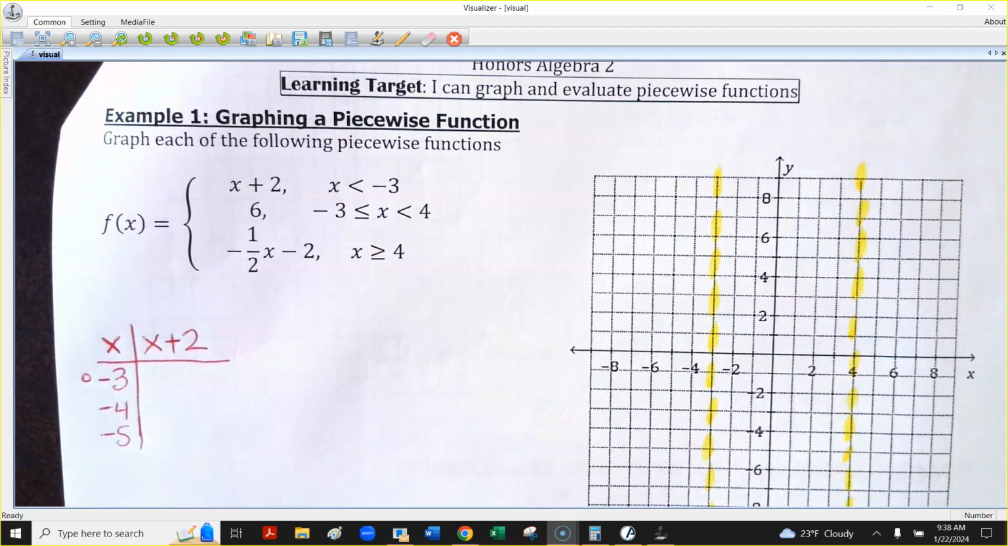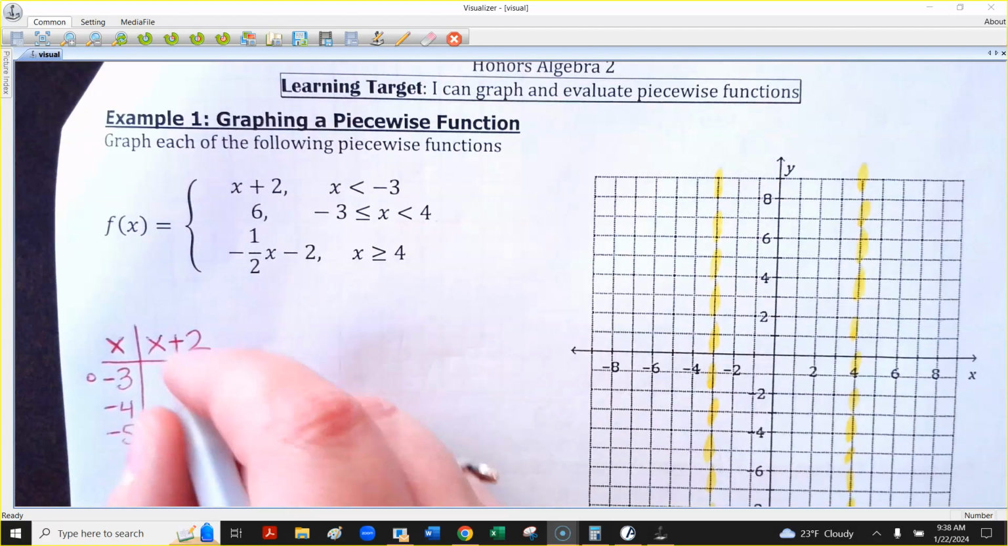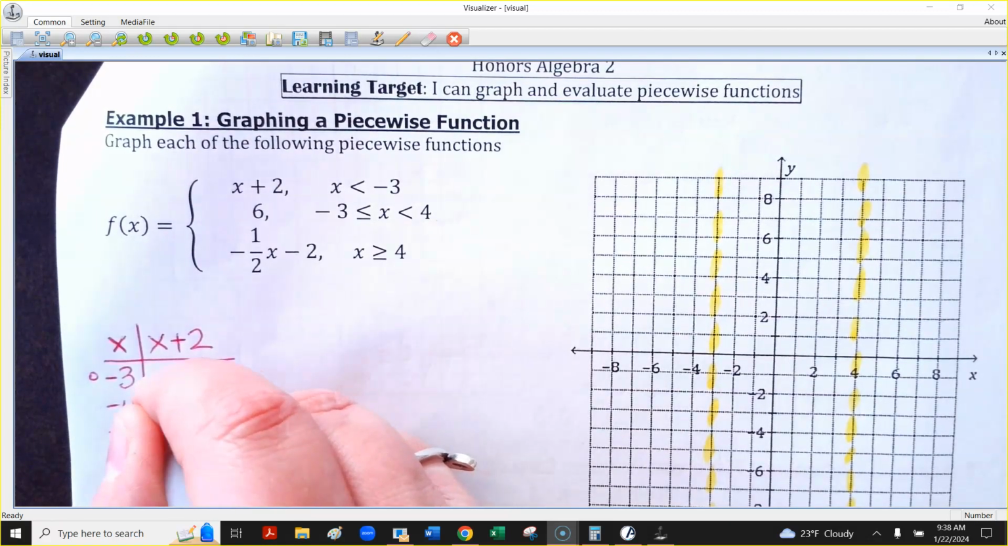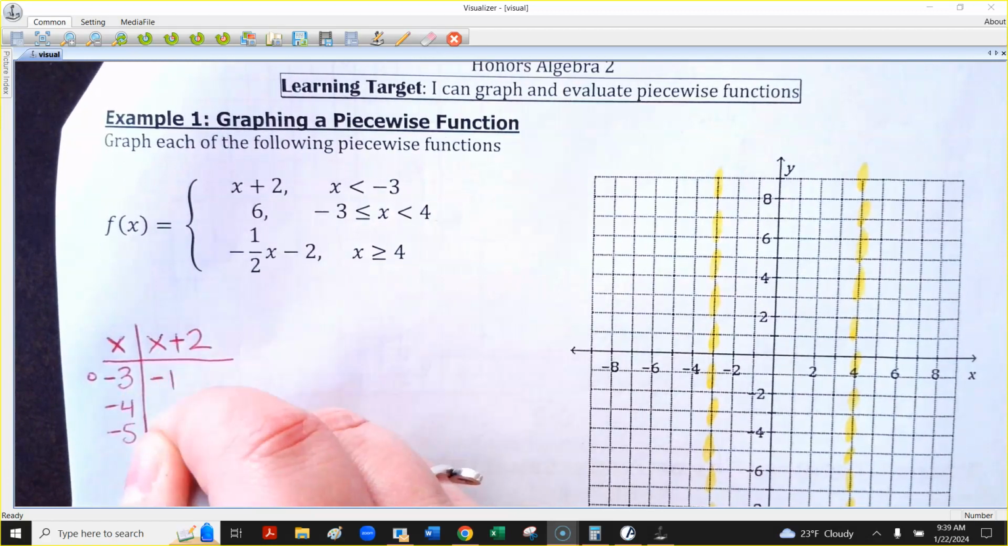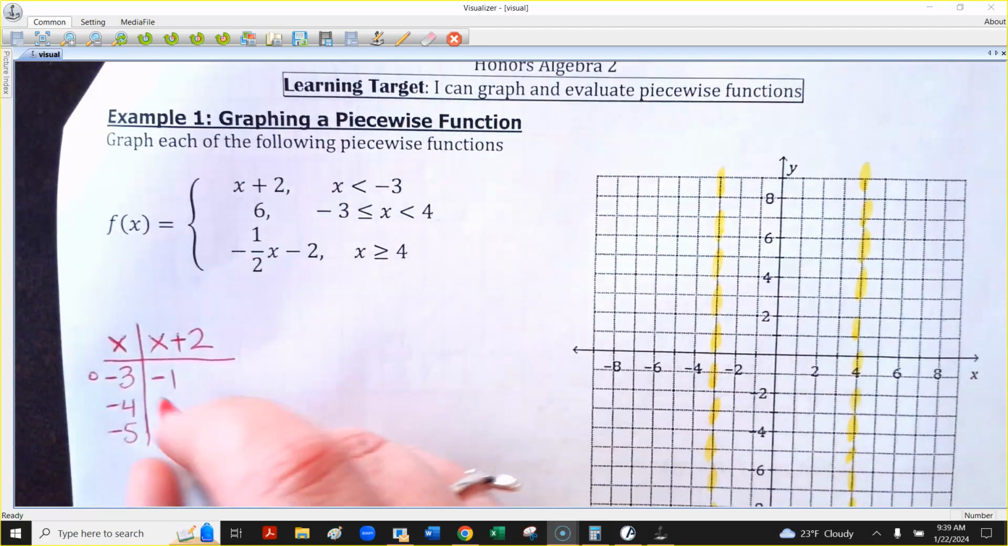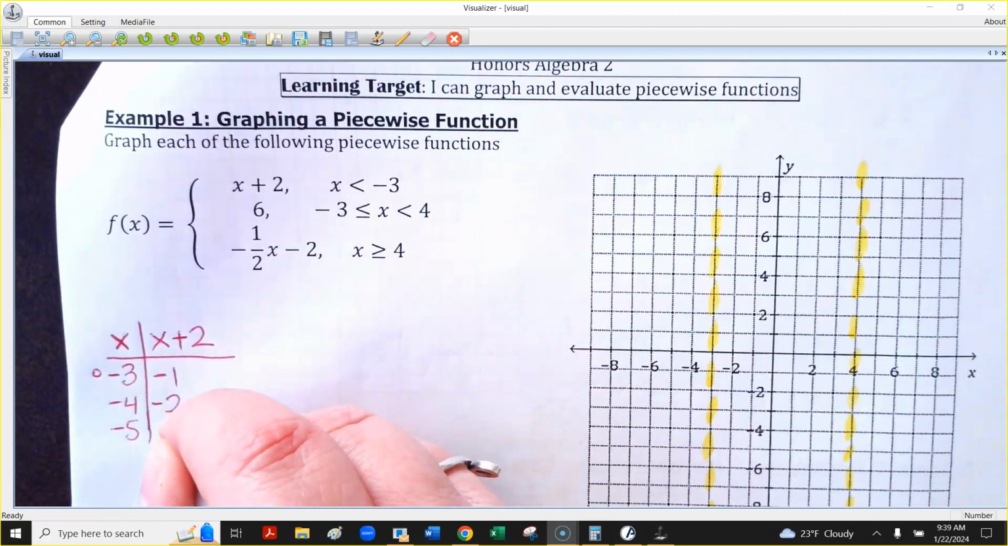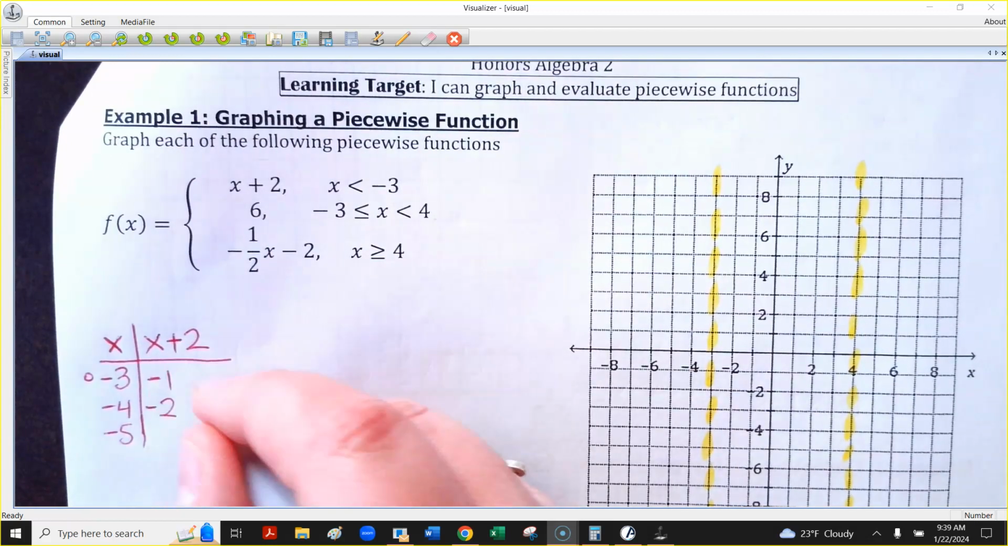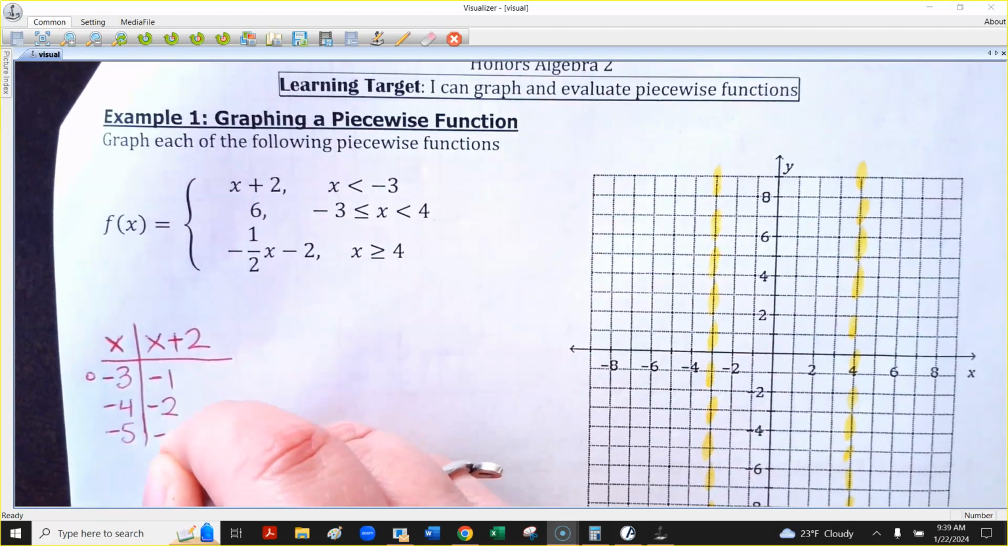Okay, so I'm just going to literally plug the x value in. So if I do -3 plus 2, that would be -1. -4, I'm plugging this value in for x. So -4 plus 2 would be -2. If I want to keep going, -5 plus 2 would be -3.